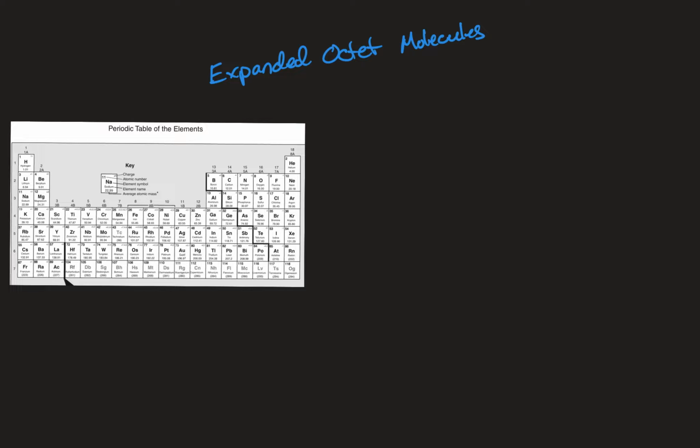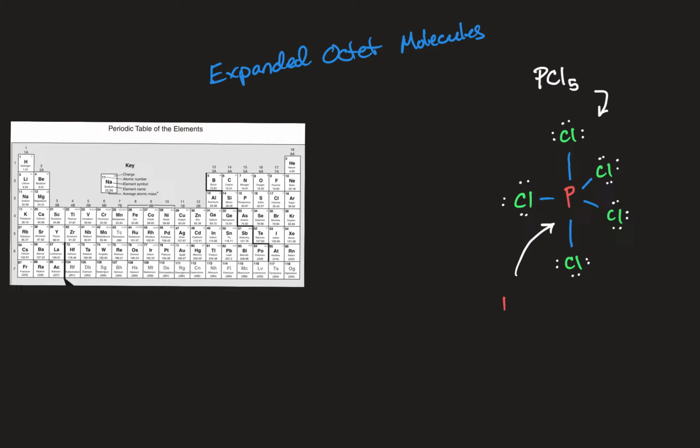In this video, we're going to talk about expanded octet molecules. These are molecules such as PCl5, where the central atom has more than an octet. If we look at this drawing that I just drew, we see that the phosphorus has 5 bonds. And each of those bonds has 2 electrons, so that means that central phosphorus has 10 electrons surrounding it, thereby violating the octet rule and having an expanded octet.